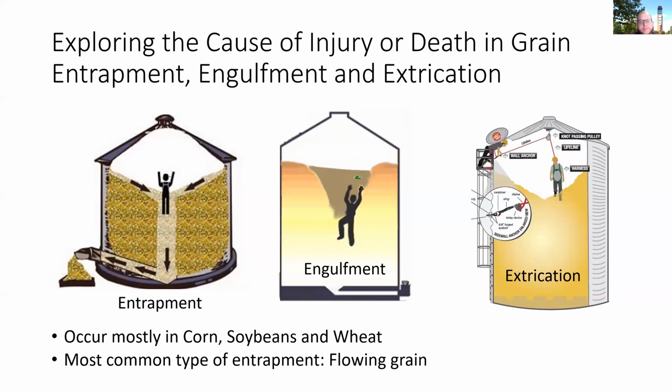If he gets partially pulled in, we call that grain entrapment. If it's fully pulled in, as you see in our second picture, we call that an engulfment. And the process of rescuing the victim, we call that an extrication. We tend to see this mostly in corn and soybeans and wheat. While there are a lot of different types of grain entrapments, at least nine, the most common by far is flowing grain, which I just described to you. About 70% of the incidents are flowing grain.